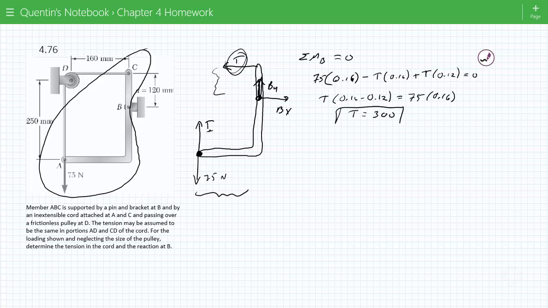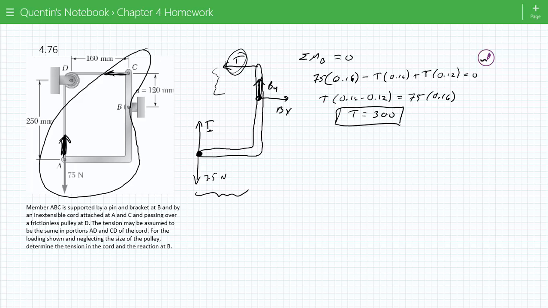There you go, boom. You know the tension in the cable. The tension in the cable is 300. Again, I'll point out it's a frictionless cable and frictionless pulley and an inextensible cable. It just means that the tension here is the same as the tension here. That's the beauty of cables.